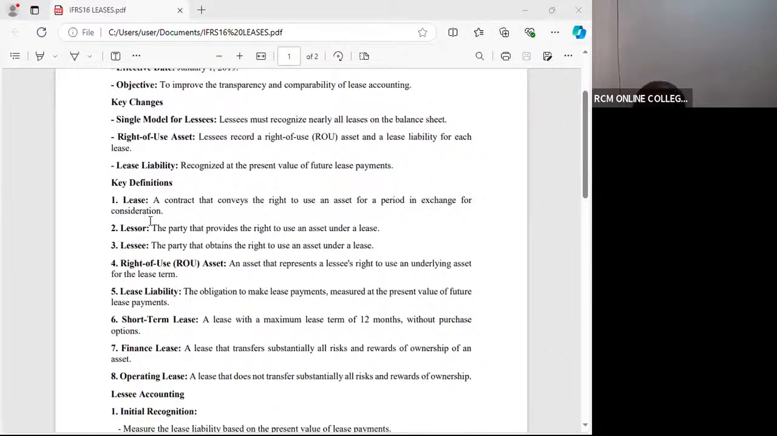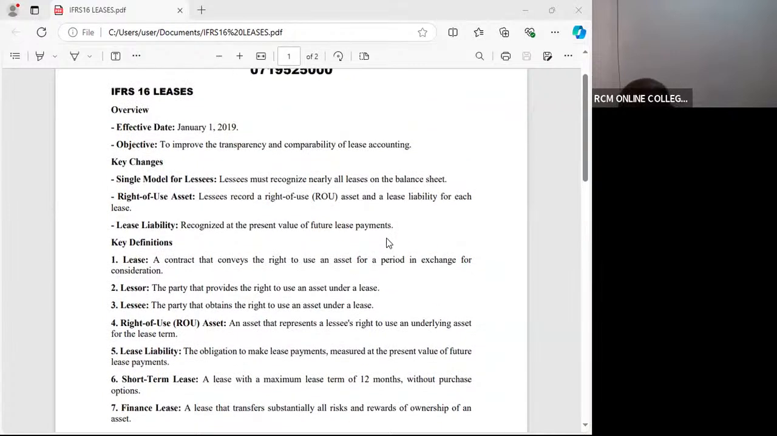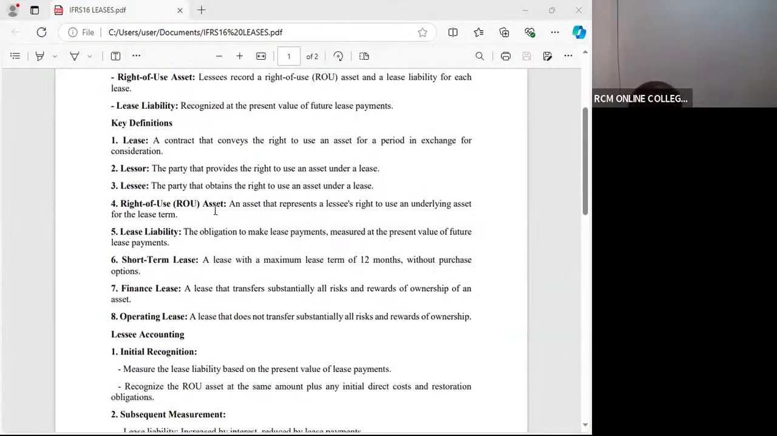So then we come here straight, ladies and gentlemen, we are told something very important. We have a lessor, the party that provides the right to use an asset under a lease. So the owner is the lessor. Lessee is the party that obtains the right to use this asset. So if it's a house, then the lessee becomes who? The lessee becomes the tenant. We have right of use, an asset that represents a lessee's right to use an underlying asset for the lease term. So we have these definitions.